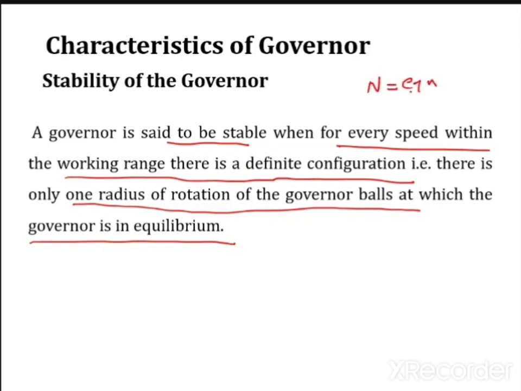So at equilibrium speed, what will happen? There is no movement, there is no change in the r. So r is constant. What is r? The radius of rotation is constant. Your x is constant. That is the sleeve lift. There is no movement of the sleeve upward and downward.